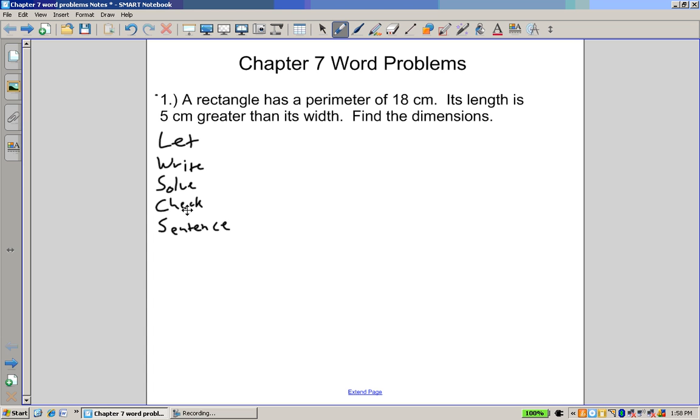We're going to check to make sure that our answer makes sense. And then we're going to write a sentence explaining to the reader exactly what's going on and contextualizing the answer, making sure that it makes sense in context. Okay, so let's go ahead and get started.